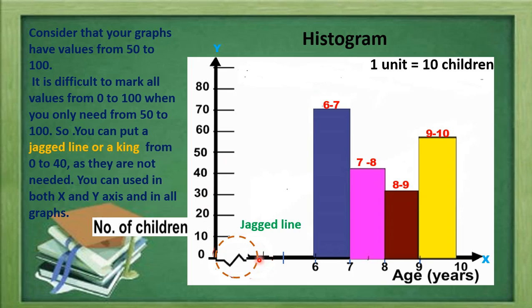This is the important point in drawing the histogram: when the data is represented on the x and y axes, if part of it is not needed, we can draw the jagged line, and after that jagged line we can take the data. So that jagged line shows that the part of the data from 0 to that particular value is not needed.